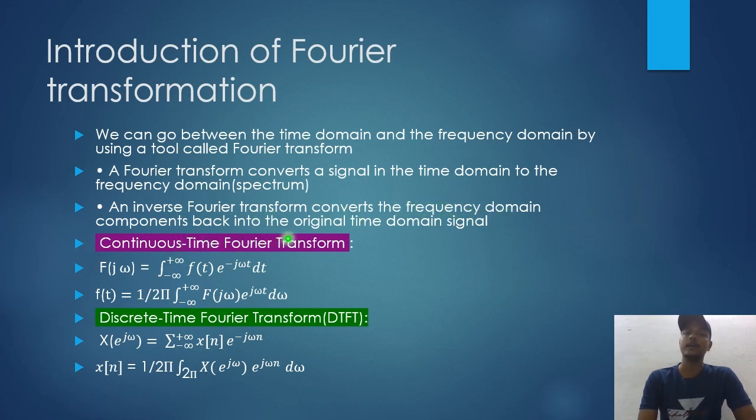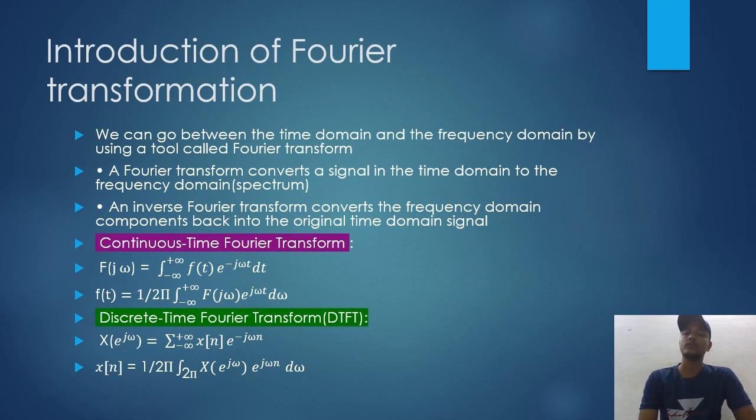Continuous time Fourier transformation. Fourier transformation has two types: continuous time Fourier transform and discrete time Fourier transform. Continuous time Fourier transform is for those functions which are continuous with the time variation, and discrete time Fourier transform is for those functions which do not have continuous values with respect to the time.